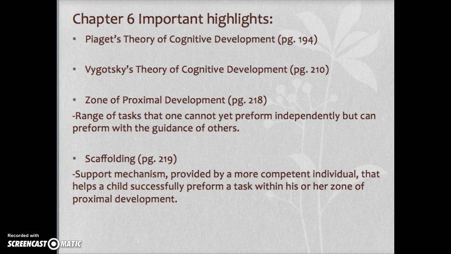Chapter 6's important highlights were Piaget's theory of cognitive development, Vygotsky's theory of cognitive development, zone of proximal development, which is the range of tasks that one cannot yet perform independently but can perform with the guidance of others. Scaffolding, which is a support mechanism provided by a more competent individual that helps a child successfully perform a task within his or her zone of proximal development.